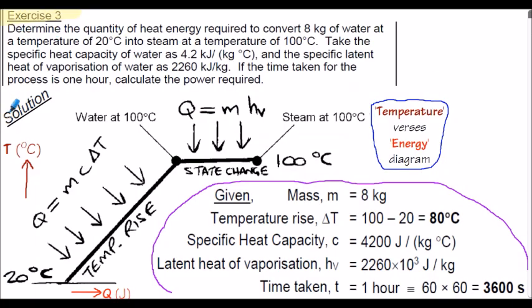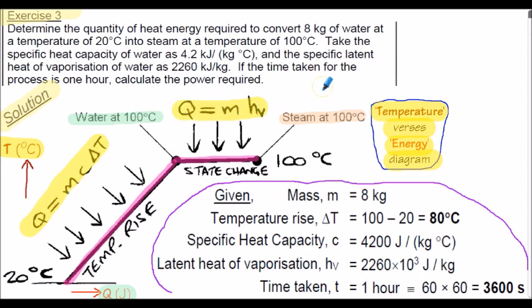Exercise 3, full solution. Again, as always, I encourage you to sketch a temperature versus heat energy diagram. My temperature degrees C, my heat energy Q, and I've sketched out the process changing 20 degrees C water to 100 degrees C water, and then changing the state of the water to steam. That's steam at 100 degrees C. So again, two energies to calculate: the energy required to change temperature, Q equals mc delta T, the energy required to change state, Q equals mHV in this case.